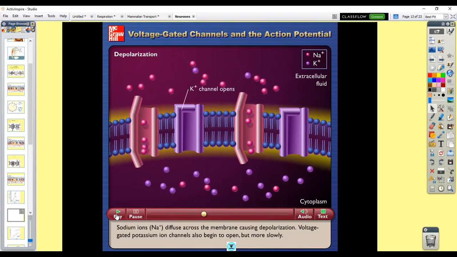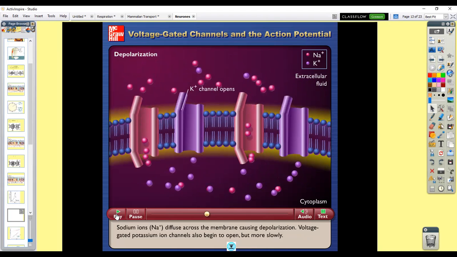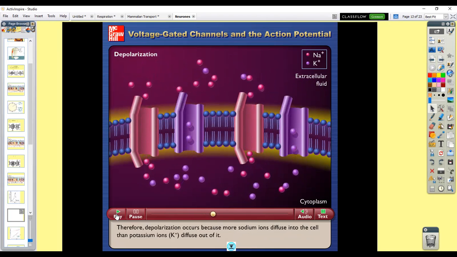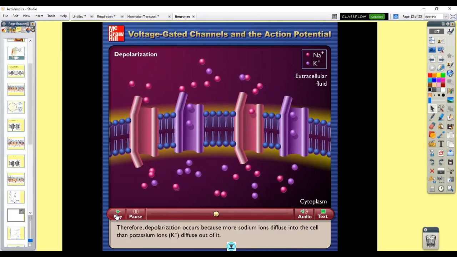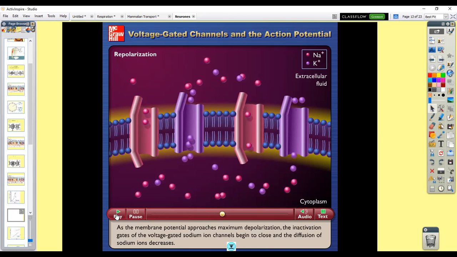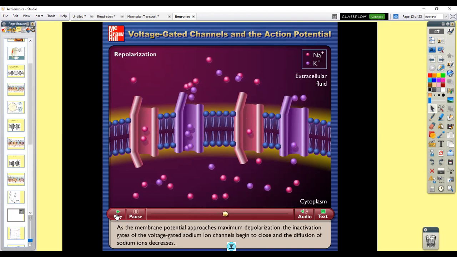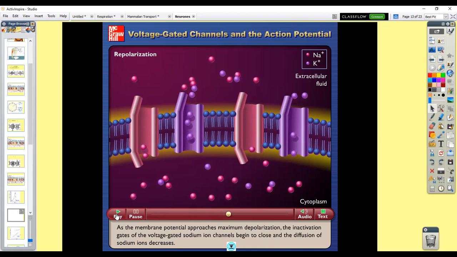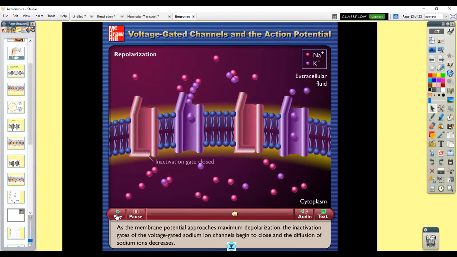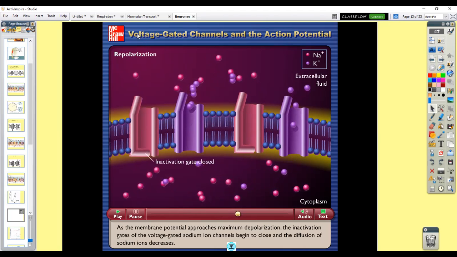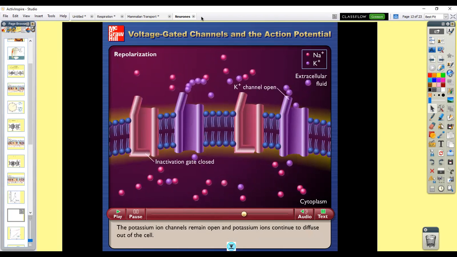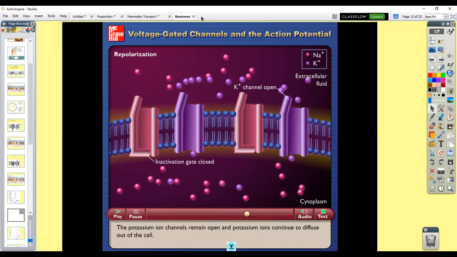Voltage-gated potassium ion channels also begin to open, but more slowly. Therefore, depolarization occurs because more sodium ions diffuse into the cell than potassium ions diffuse out of it. As the membrane potential approaches maximum depolarization, the inactivation gates of the voltage-gated sodium ion channels begin to close, and the diffusion of sodium ions decreases. The potassium ion channels remain open, and potassium ions continue to diffuse out of the cell.